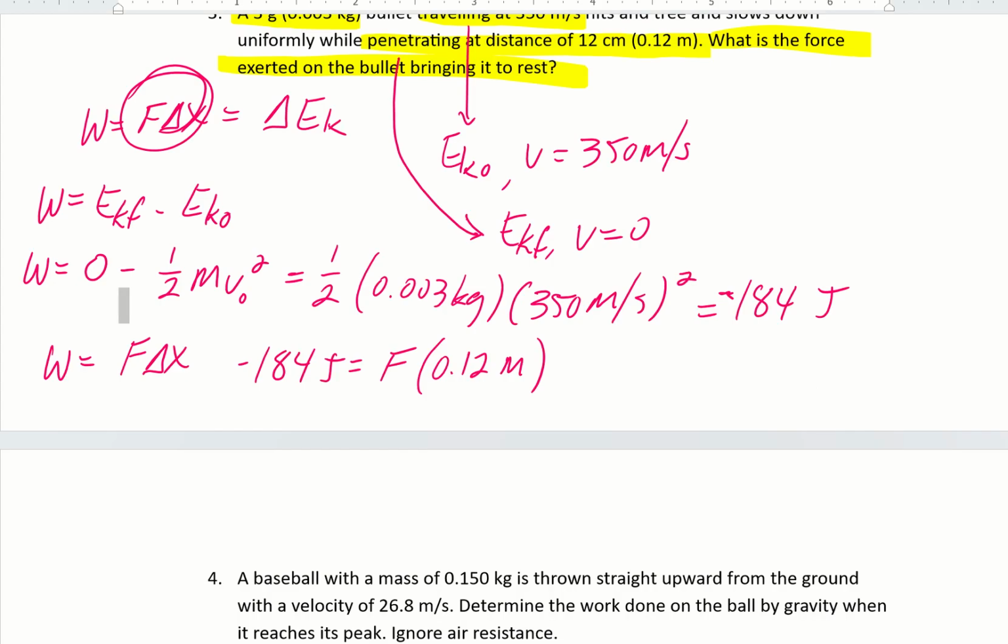$1,533. So the force is 1,533 newtons. The negative just implies that it's in the opposite direction of where the bullet is traveling.